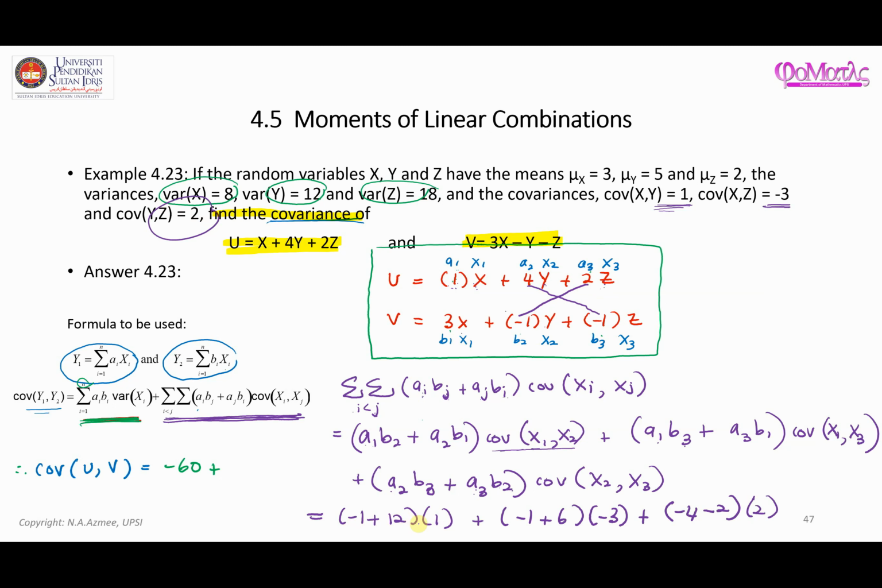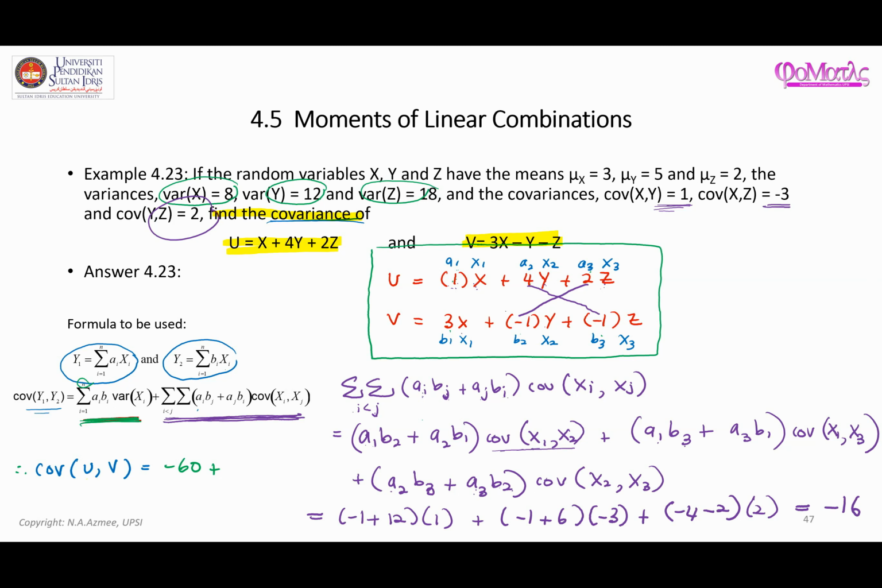Okay, so if you punch in the numbers here into your calculator, this one is 11. This one is negative 15. And this one is negative 12. So here the result is going to be negative 16. Okay, 11, negative 15, negative 12, negative 16.